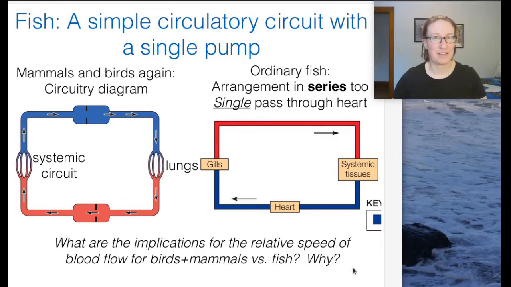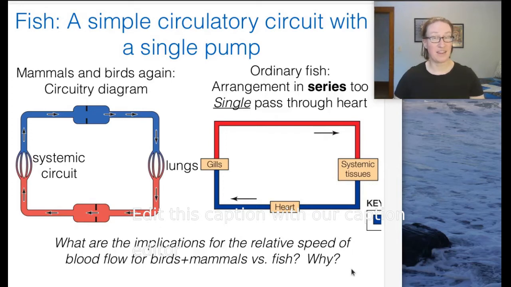Again, remembering that speed is a little different from flow rate, we're just thinking about relative speeds or velocities of blood moving through tissues here. What I want to ask you is, what do you think the implications are going to be for the relative speed of blood for birds and mammals compared to fish, and why? Take a second, pause the video, jot down a note: what are the implications going to be for fish compared to birds and mammals for relative speed of flow through the circulatory system?